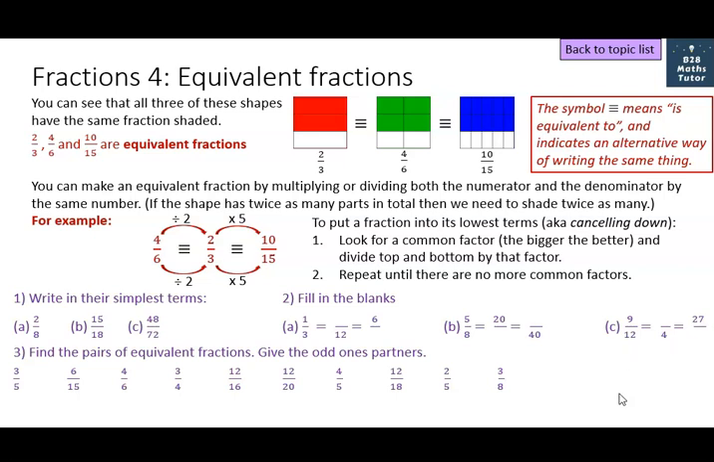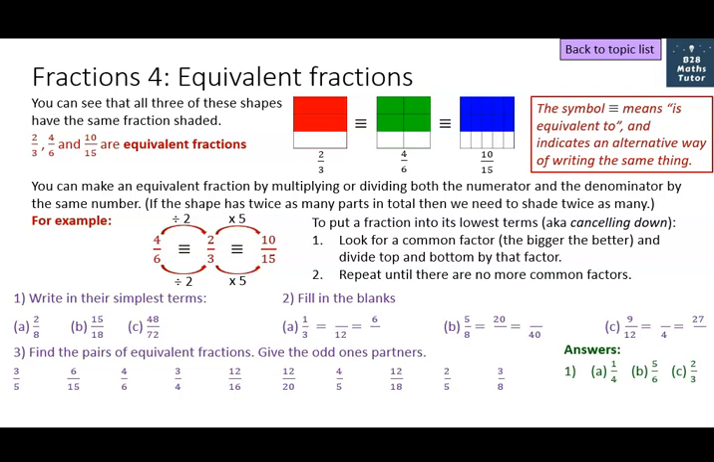Answers then. So on the first one, 2/8, we can divide by 2 top and bottom, and we're going to get 1/4. Second one, we can divide by 3 top and bottom. 15 divided by 3 is 5. 18 divided by 3 is 6. So we get 5/6.